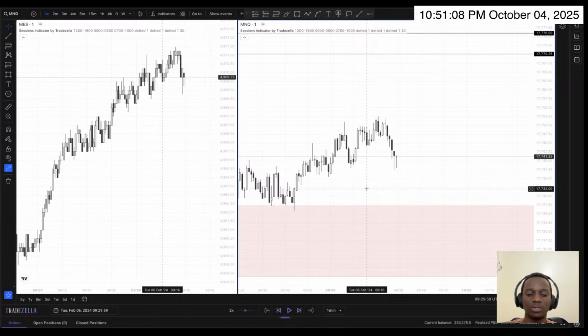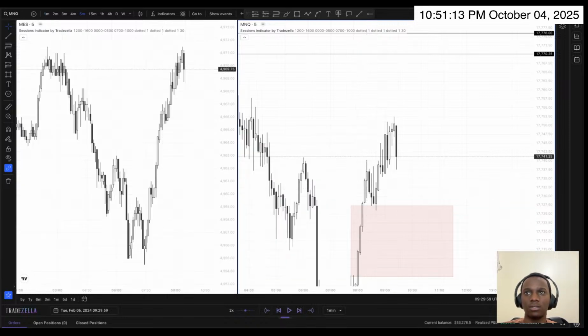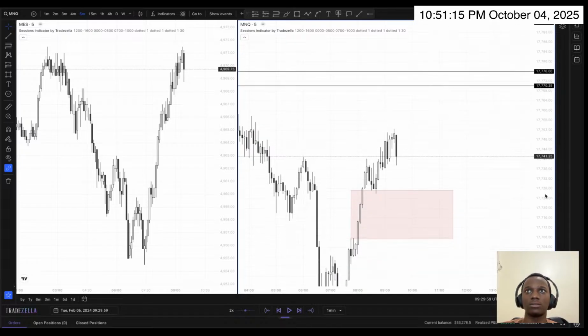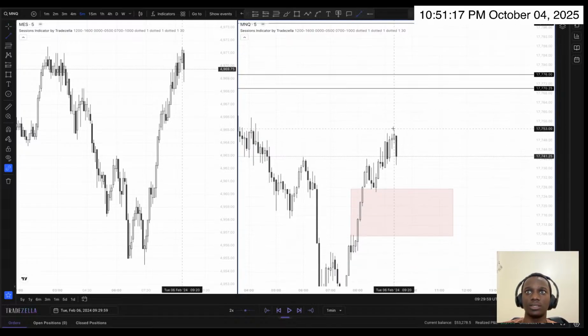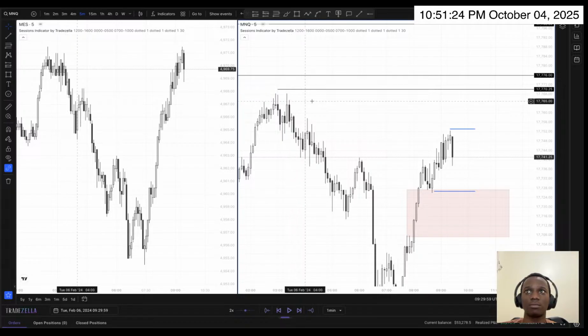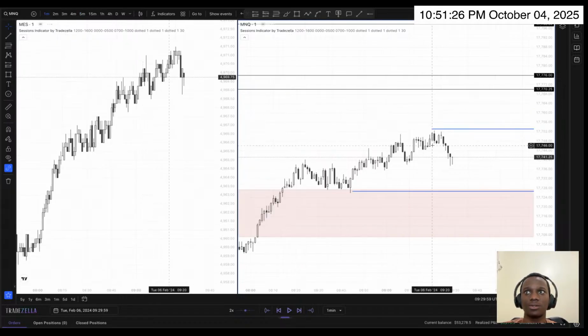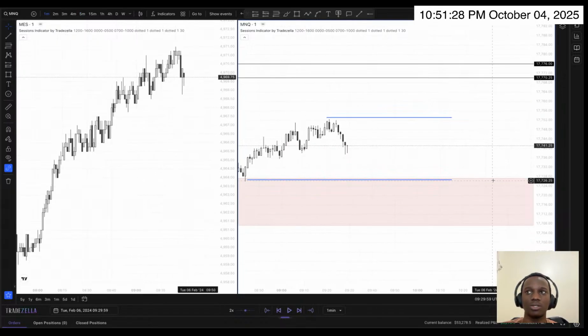Internal manipulation, so I can go up on the 5. Internal range liquidity, there is this, there is this as well, and then the external range. So this is the internal range liquidity that we'll be looking for too. This one as well.